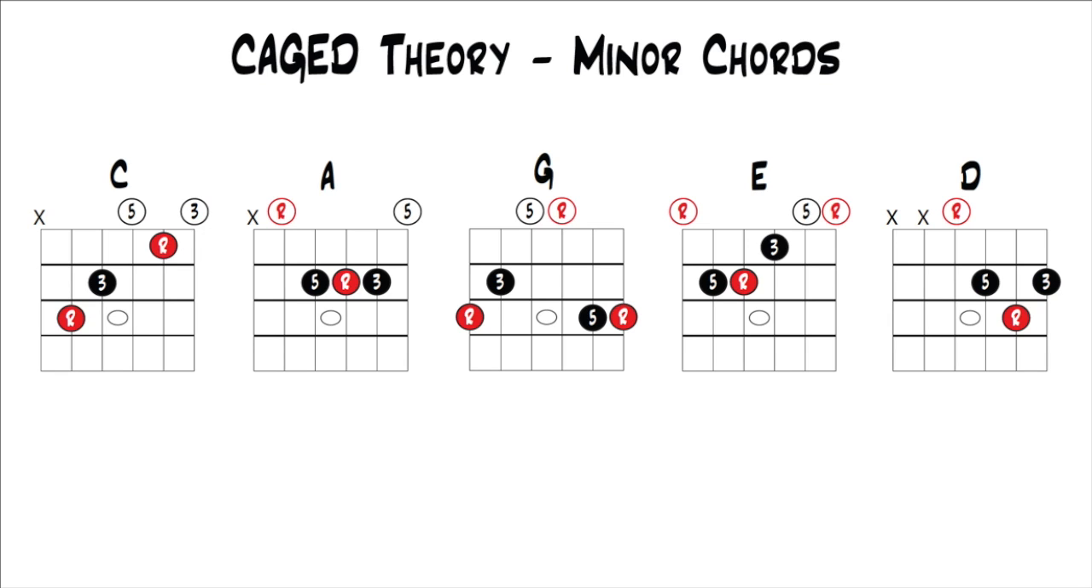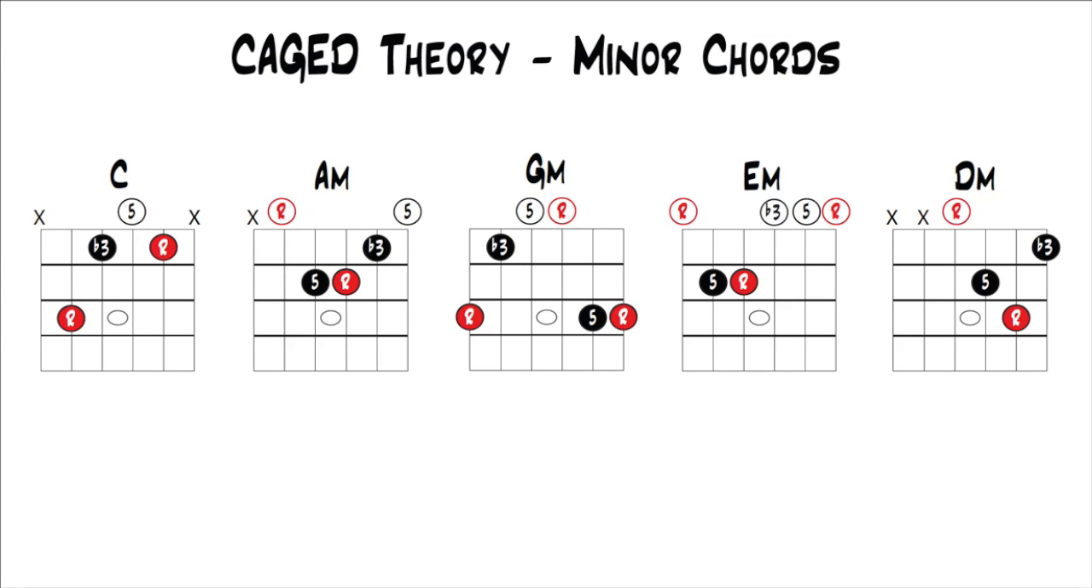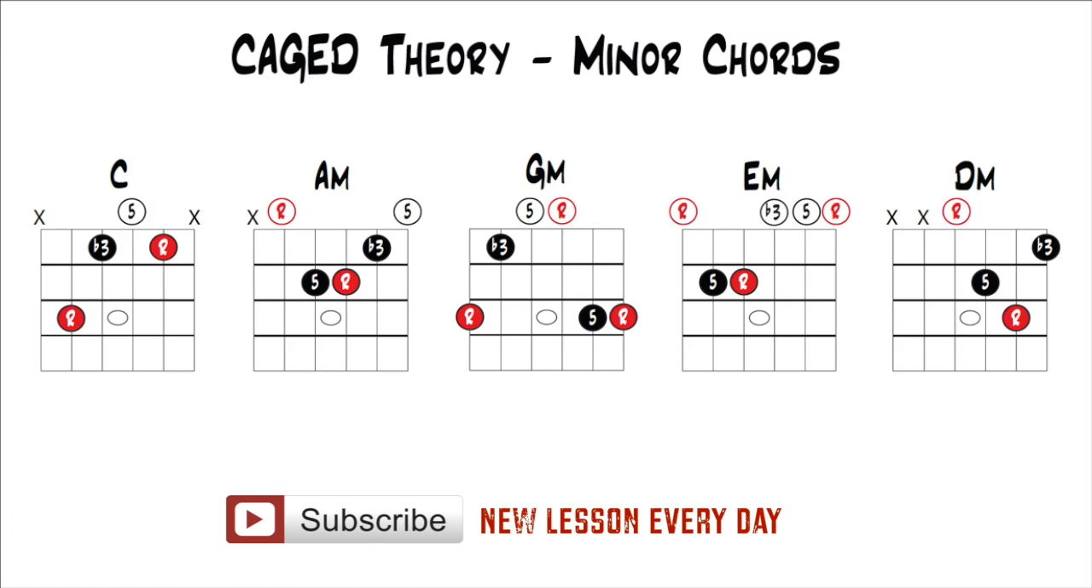So now you know that the CAGED system is the open chords C, A, G, E, D, and those are major chords. If we turn those into minor chords and have C minor, A minor, G minor, E minor, and D minor, now we can use those open chords and turn them into movable chords like we did with the major chords. And this first one right here is supposed to say C minor instead of C major.